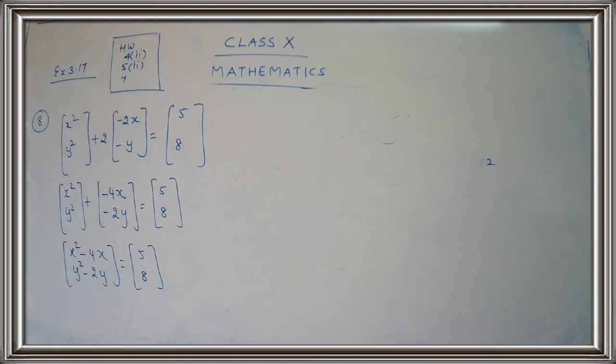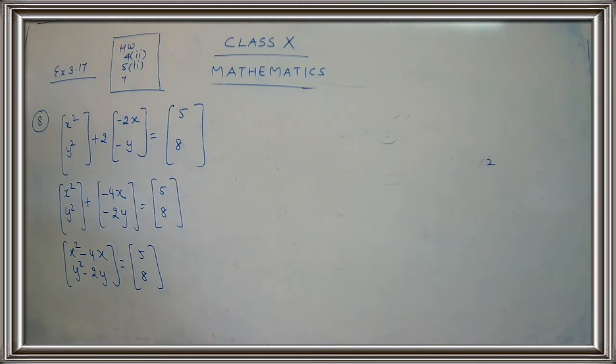Okay children, it's a very easy step. So first we have used the scalar multiplication. And next one we have added the matrix. So plus minus means minus. So x square minus 4x, y square minus 2y. Okay children? Okay, now this is like an equal matrix.